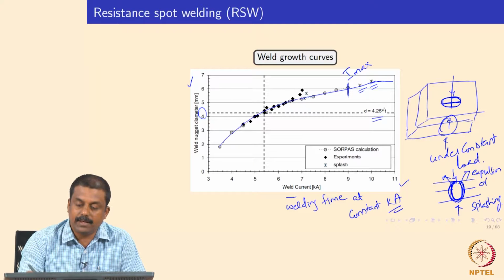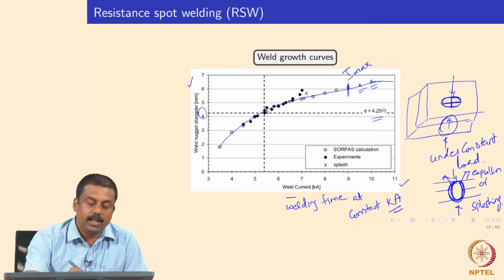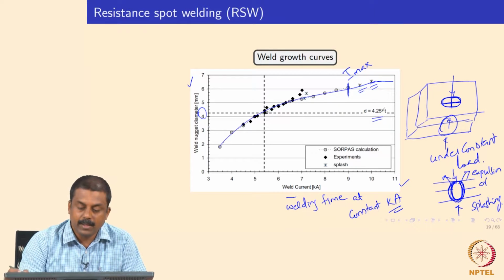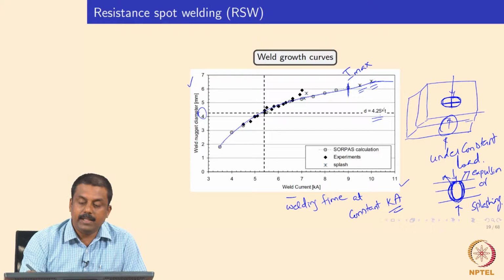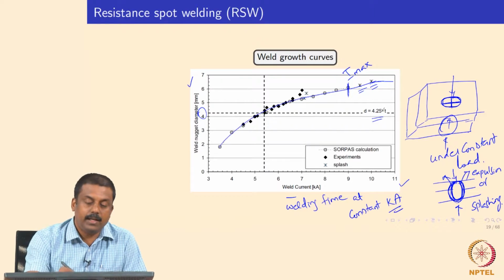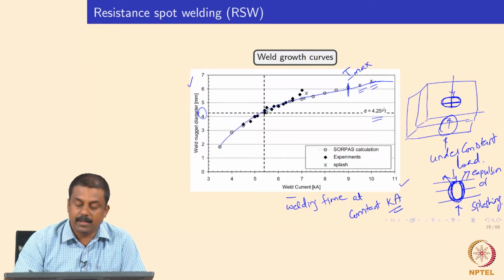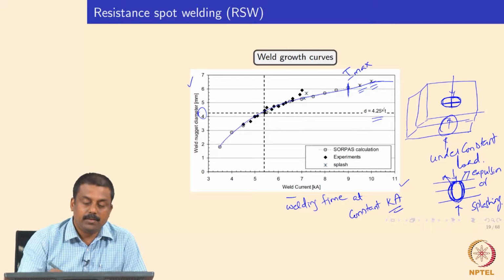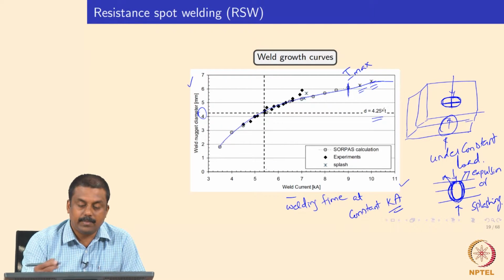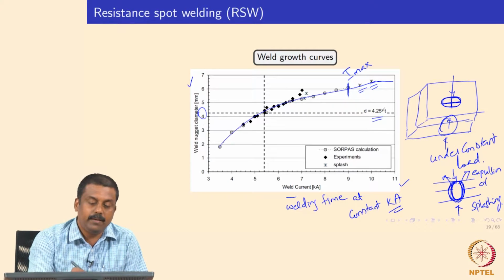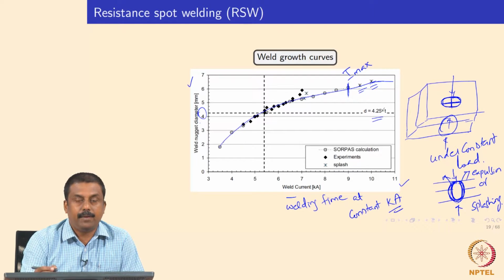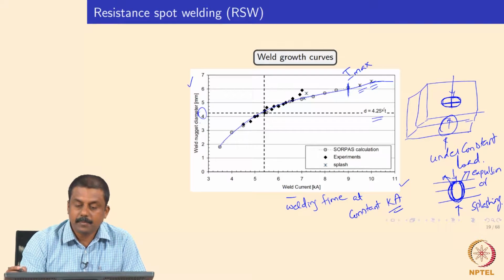So in this case, for example, if you have 1 millimeter thick plate, the ideal weld nugget diameter should be 4.25. So we can identify the amperage that is required to generate such a weld nugget diameter for a given welding time. So in subsequent applications we apply a current of 5.2 kiloamperes, for example, that will give us a weld nugget diameter of 4.25 mm.